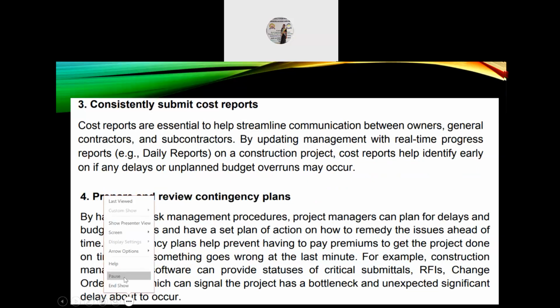Number 3, consistently submitting cost reports. Cost reports are essential to help streamline communication between owners, general contractors, and subcontractors. By updating management with real-time progress reports, for example daily reports on a construction project, cost reports help identify early on if any delays or unplanned budget overruns may occur.